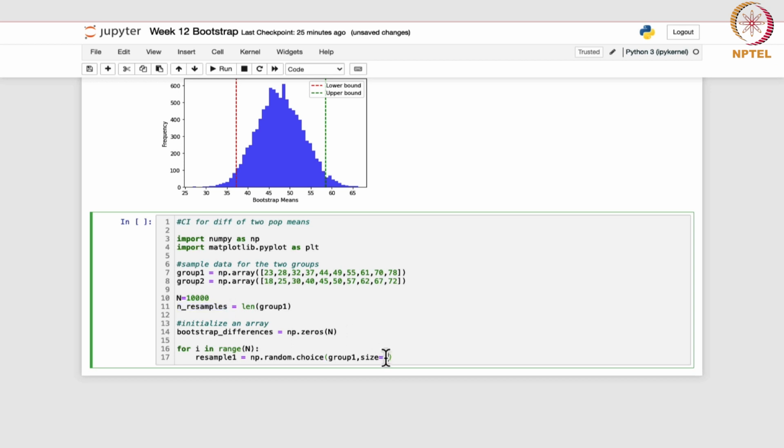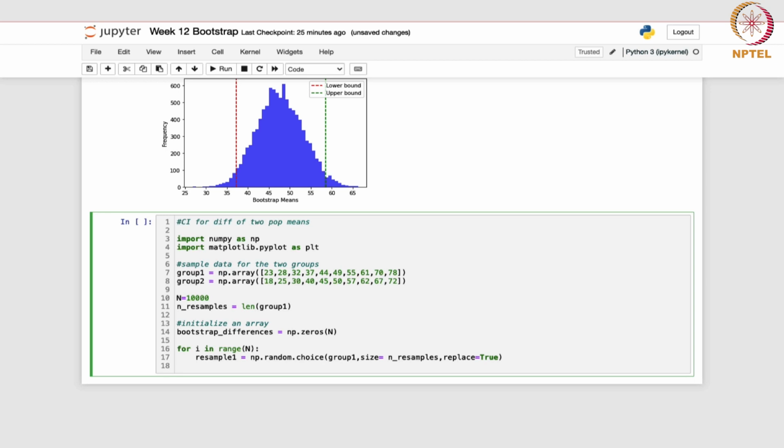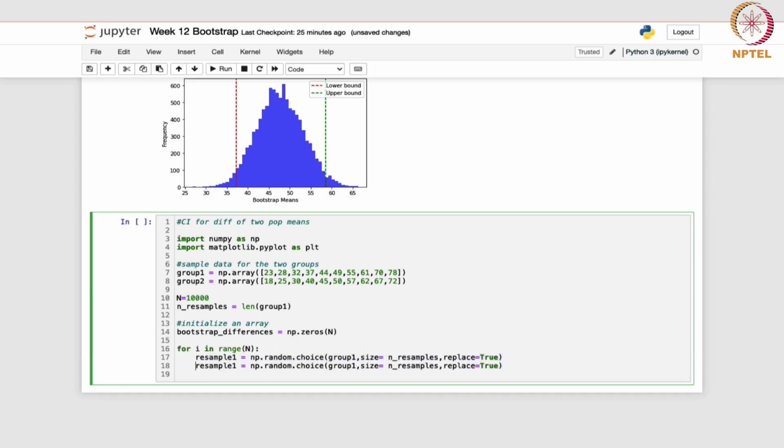That is size 10, and replace is equal to true, means that we are going to be doing sampling with replacement. Likewise, we can define for your second sample also. So here it will be resample 2, you will have group 2. Okay, so here you are basically redrawing the random samples with replacement from these two sample data sets. Okay, and the size of each sample would be 10 only.